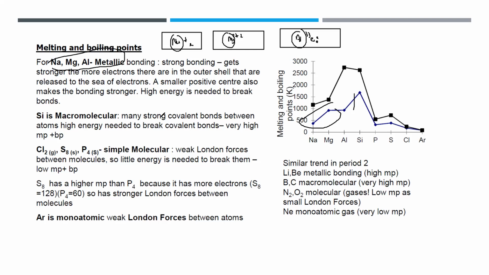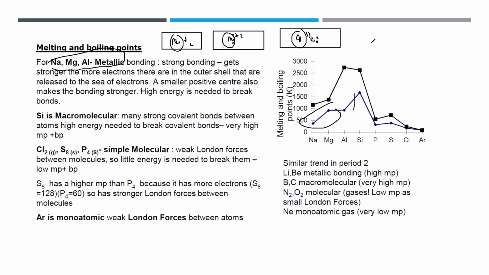Then chlorine, sulfur, phosphorus are simple molecules. So you will learn about the types of forces later in this unit. They have weak van der Waals forces, so that's why they have a smaller boiling point. And argon also has weak van der Waals forces.